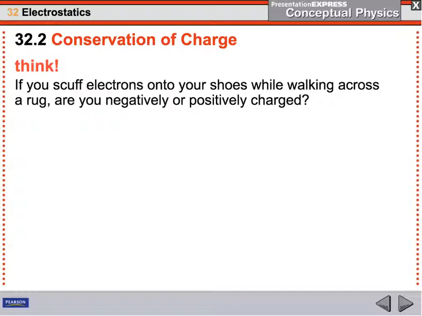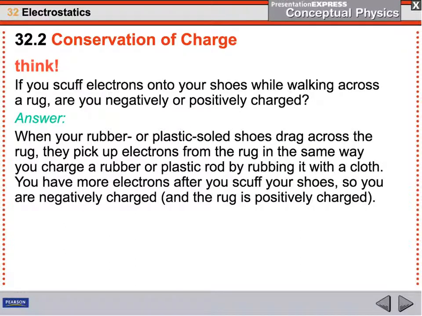If you scuff electrons onto your shoe while walking across a rug, you are negatively or positively charged. When you rub rubber or plastic-soled shoes and drag across the rug, they pick up electrons from the rug. In the same way, you charge a rubber or plastic rod by rubbing it with a cloth. You have more electrons after you scuff your shoes, so you are negatively charged, and the rug is then positively charged.